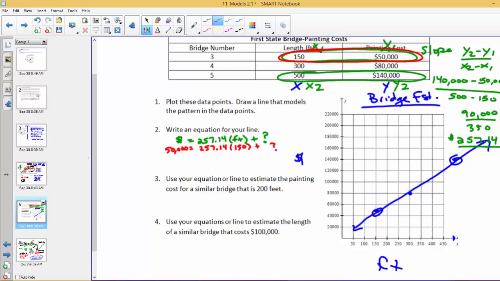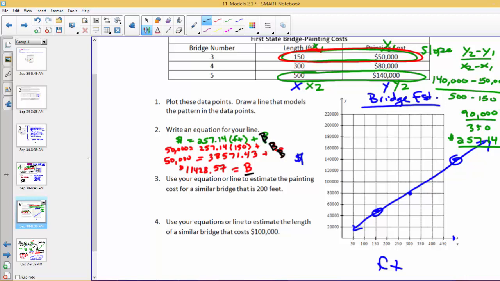So 257.14 times 150 is 38571.43. So then you would need to do 50,000 minus that. And that's 11428.57. So this is your B. Instead of a question mark, maybe we should make that B. B is the y-intercept, the beginning, the bottom line cost.